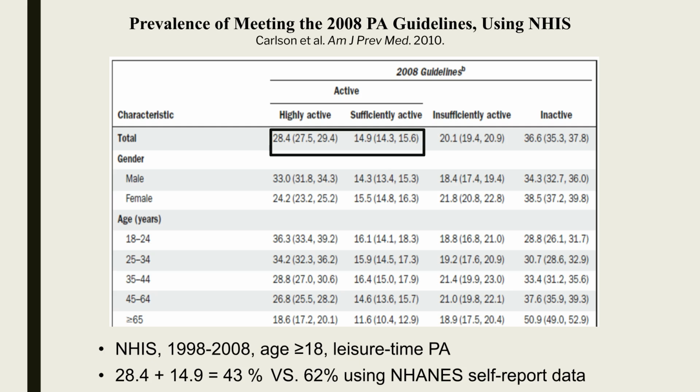Now, comparing across gender and age groups, what do we observe? Typically, men have a higher percentage of meeting the guidelines than women. Also, younger adults are more likely to meet the guidelines compared to older adults, with participation decreasing as age increases.